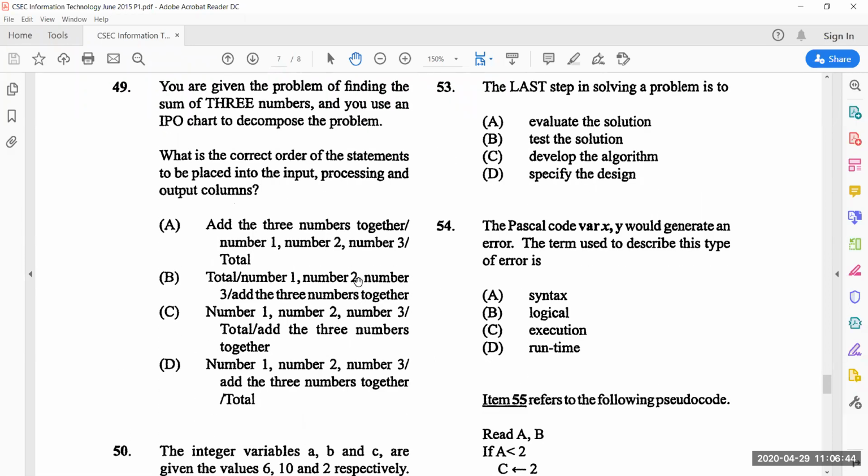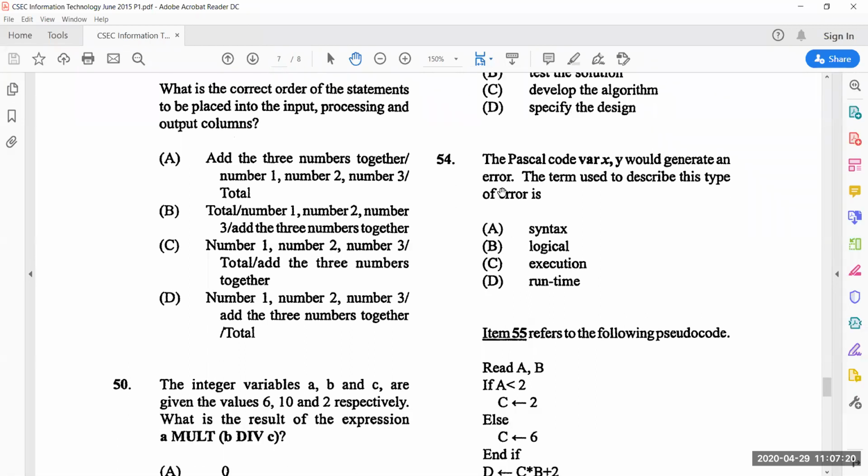The last step in solving a problem is to, what is the last step in solving a problem? Testing the solution. Yes, so the last thing you're going to do after solving a problem is to test, right? The first thing, if we have to arrange this in order, it would be to evaluate the solution, then develop the algorithm, test the solution, right?